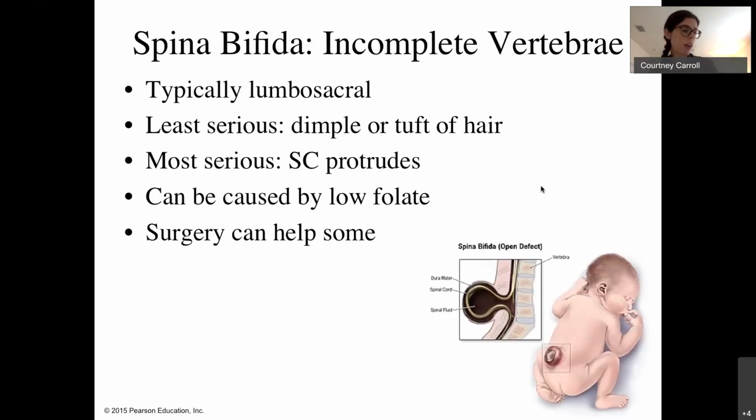So if you're trying to get pregnant or you think you might be pregnant, just start taking prenatal vitamins because they'll have the folate levels to make sure that that neural tube closes all the way and you don't get an issue like spina bifida.